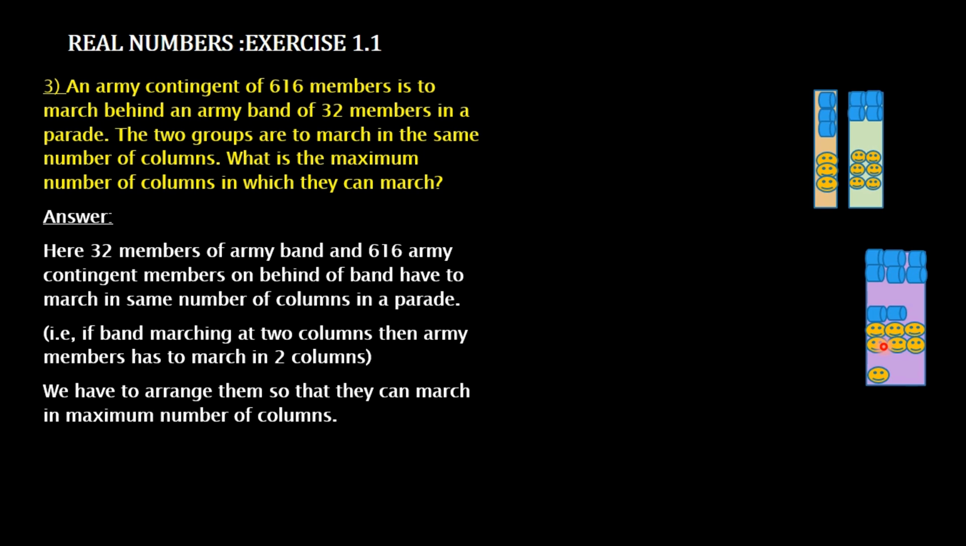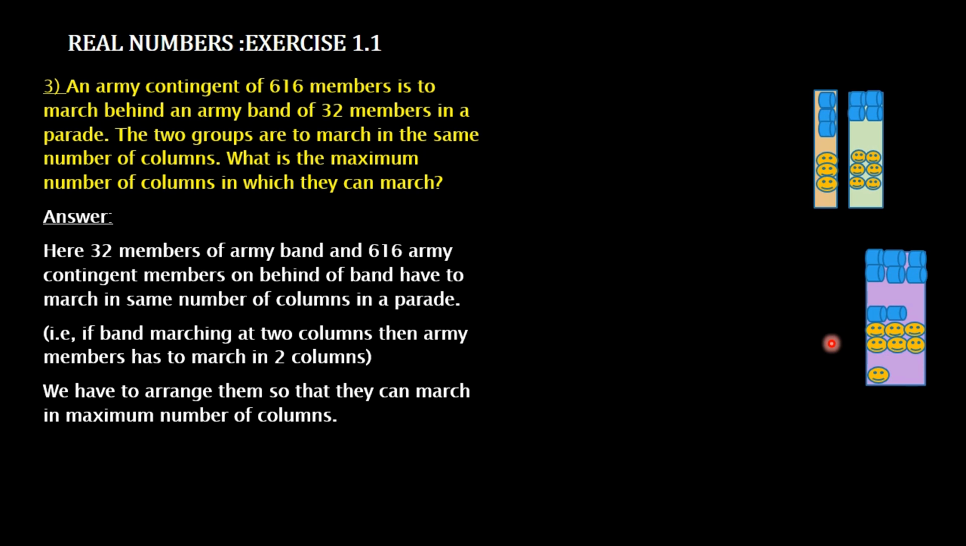So what we have to look at is that, in order to divide something equally, the number must be a factor. That is, in order to divide 32 members in columns equally, the column number must be a factor of 32. Also, that column number must be a factor of 616. Otherwise, there will be a vacancy in the arrangement. So, what do we have to find? We have to find a factor of 32 and 616 for our arrangement.